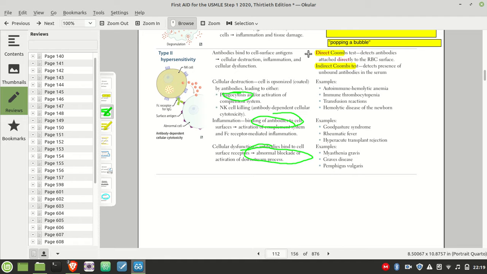You should of course know your Coombs tests, direct and indirect. The difference here is that you have antibodies on the surface versus in the serum. It's the only difference. Positive direct Coombs test says, hey, you got antibodies on my red blood cell. Positive indirect Coombs test says, hey, you've got antibodies in your serum. That's it. Okay.